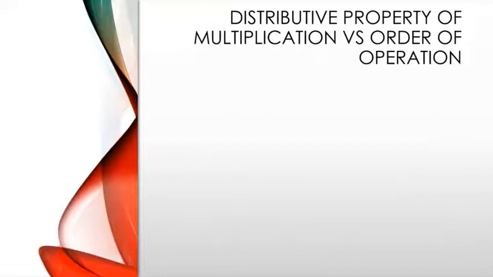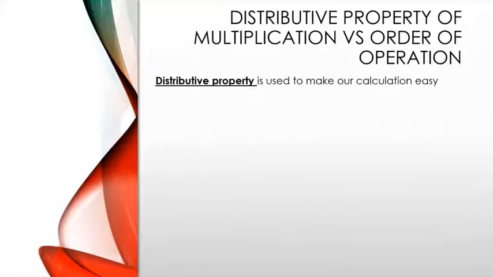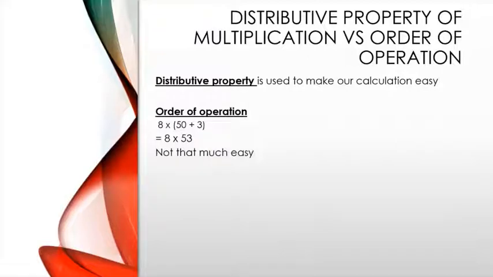Distributive property of multiplication versus order of operations. Distributive property is used to make a calculation easy. So now we will try to solve a question using order of operations: 8 into 50 plus 3, which is equal to 8 into 53. We don't know the tables of 53, so we will not be able to do this multiplication. It's not that easy, isn't it?